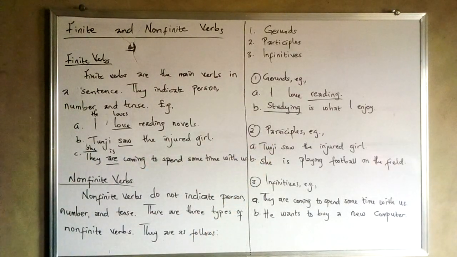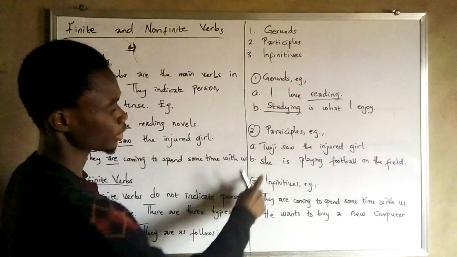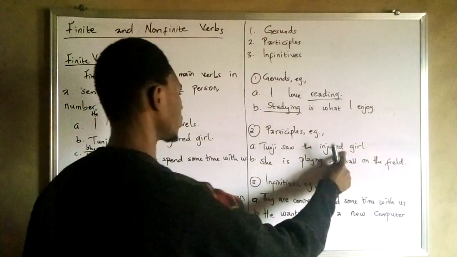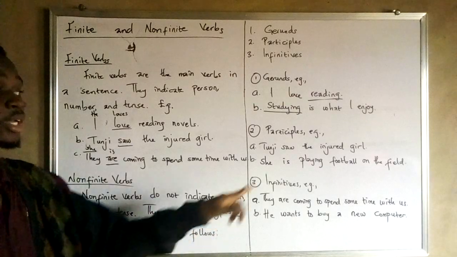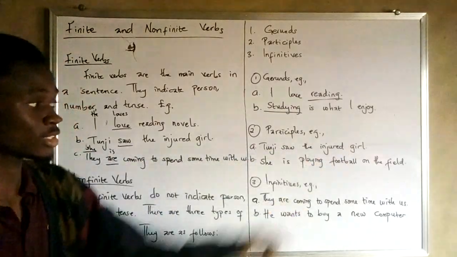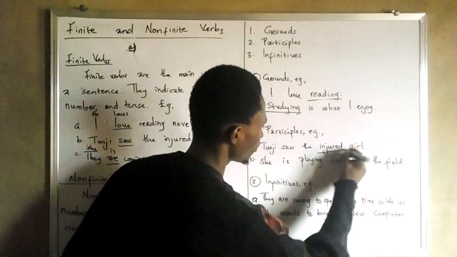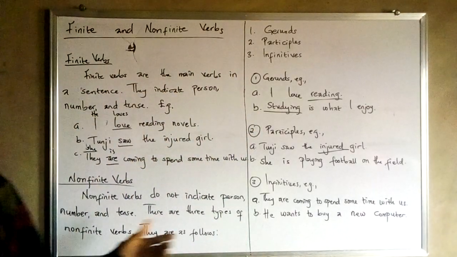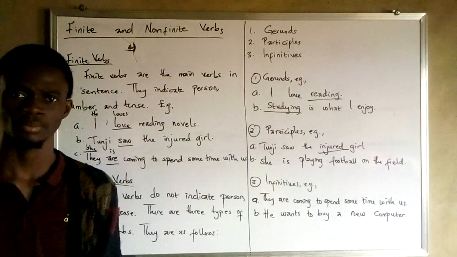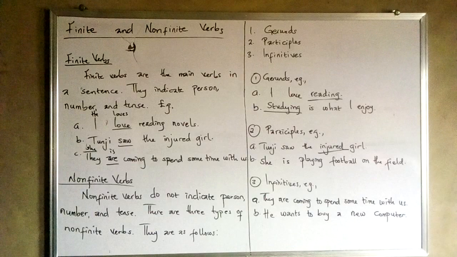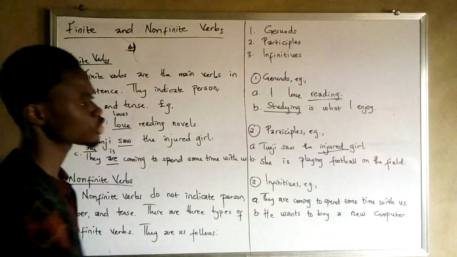Present participles, for example, we have here, Tunji saw the injured girl. Tunji saw the injured girl. Rather, we have the past participle. Injured there is existing as a past participle. And participles most times are used as adjectives. Most times they are used as adjectives. So Tunji saw the injured girl.